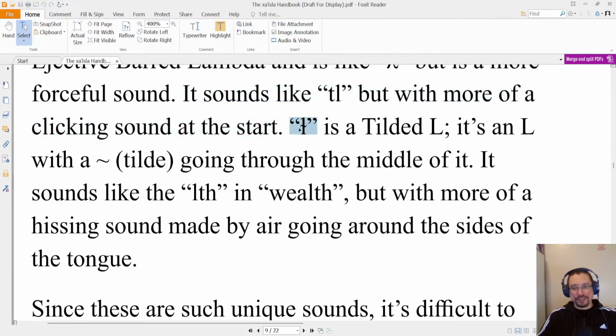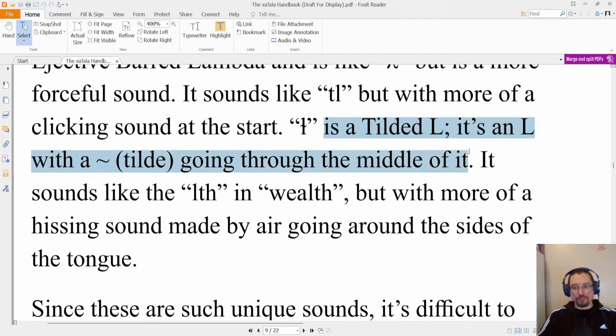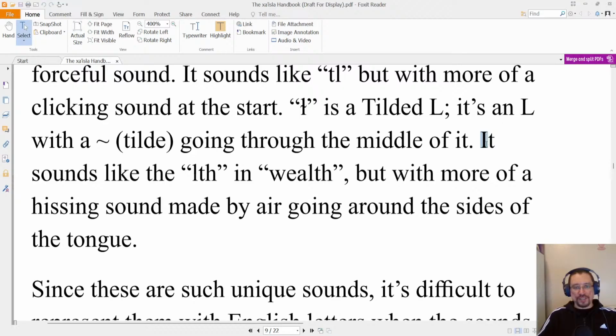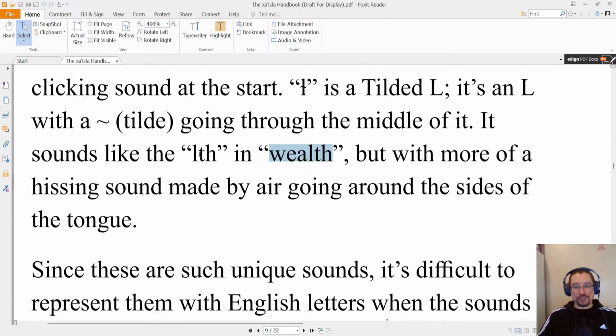And then we have the tilted L. So this is a tilted L. It's an L with this squiggly line going through it called a tilde, going through the middle of it. It sounds like the LTH in wealth. You can hear that I actually said it with a xa'isla accent. It's very difficult for me to actually say this in English because I'm so used to making that sound that I kind of just accidentally make that sound when I don't mean to.